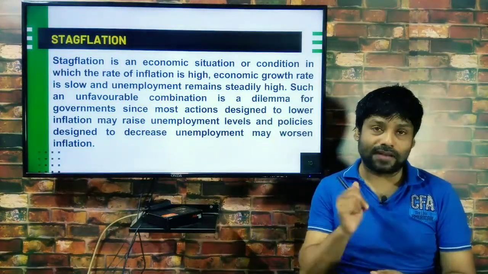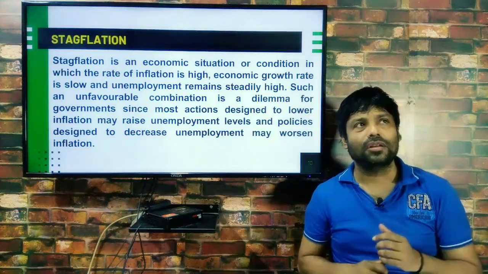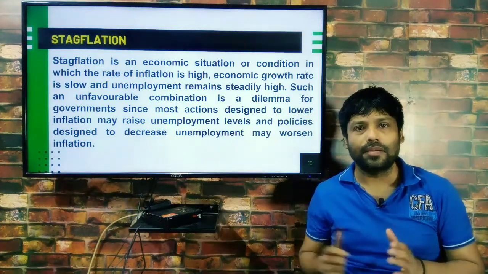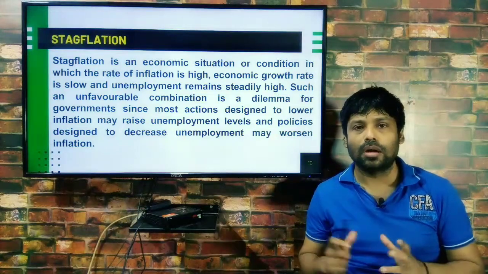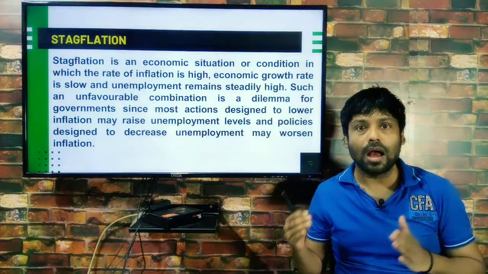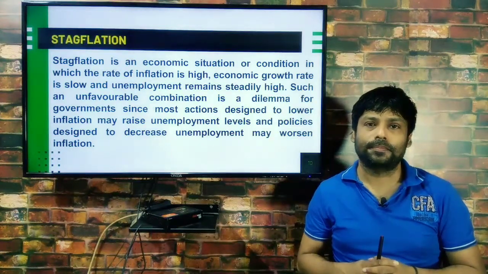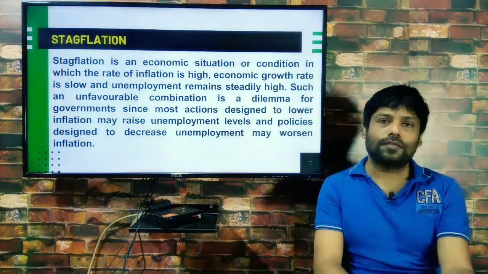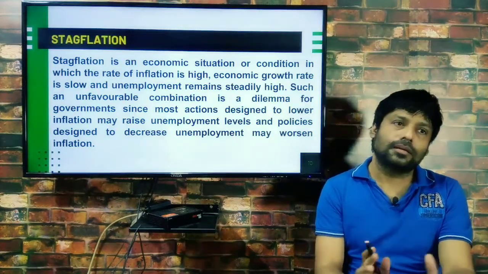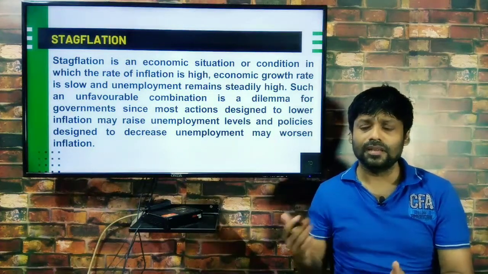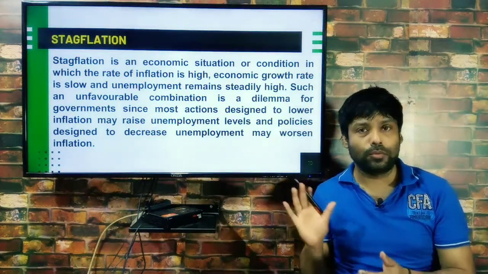Finally, stagflation. Stagflation refers to a situation when a high rate of inflation occurs simultaneously with a high rate of unemployment. The existence of a high rate of unemployment means that the reduced level of GNP. I have said a little about stagflation.